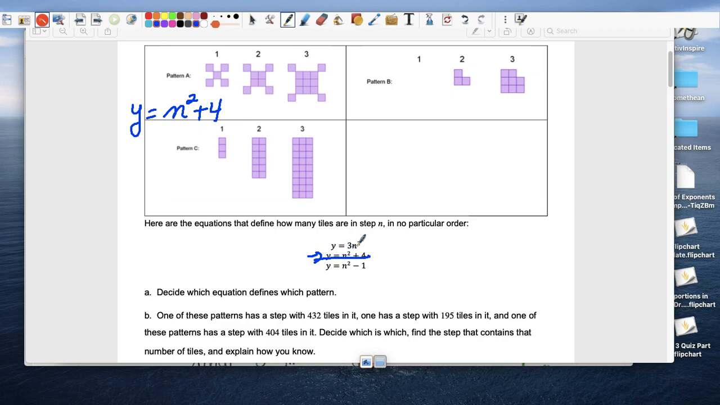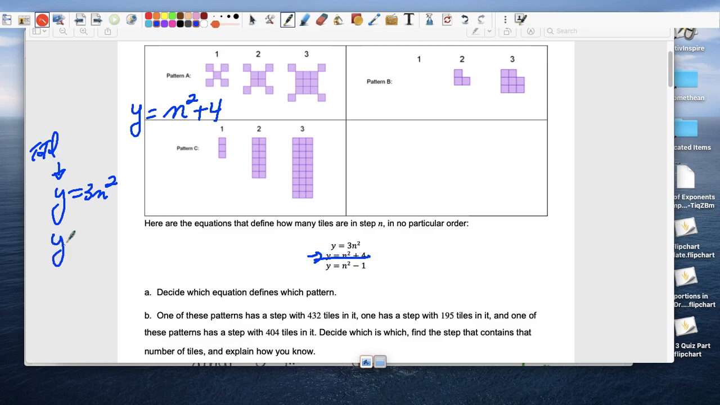So now this one, 3n squared. Well, another thing you can do is just plug it in, right? So let's say this one, y equals 3n squared. Let me put it over here, with y representing the total number of squares. So let's plug in 2, the second term, which is n. If I plug in 2 in here, I should get 1, 2, 3, 4, 5, 6, 7, 8, 9, 10, 11, 12. So if I get 12, that means this equation represents this pattern.